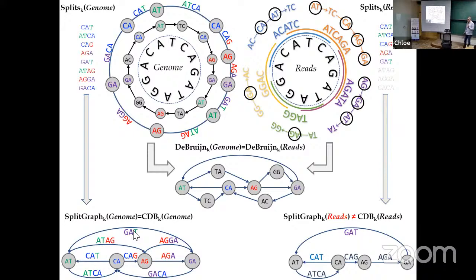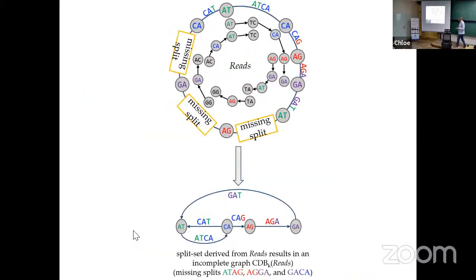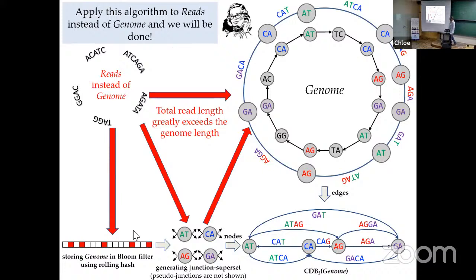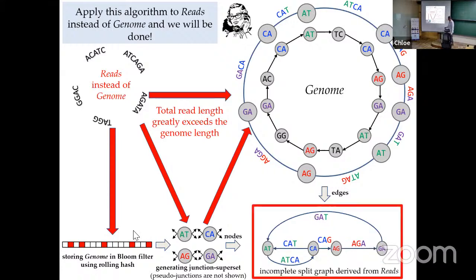Is it clear? Okay. So what is happening when we have reads? When we have a genome, there is a piece of the genome between every two junctions. When we have reads, missing split, missing split, missing split, because reads do not go all the way. As a result, we have a defective condensed graph. So when we apply this algorithm, this is one of the problems. But the biggest problem is this incomplete split graph. What should we do?